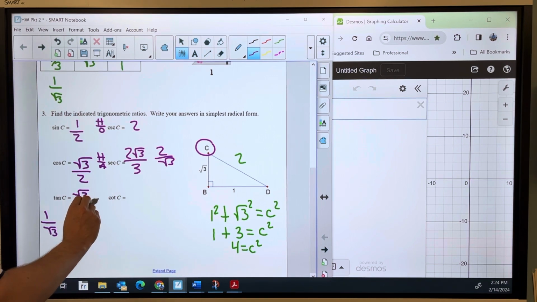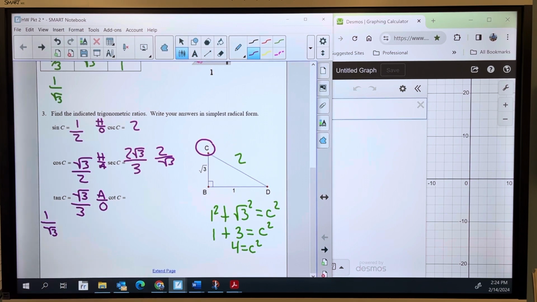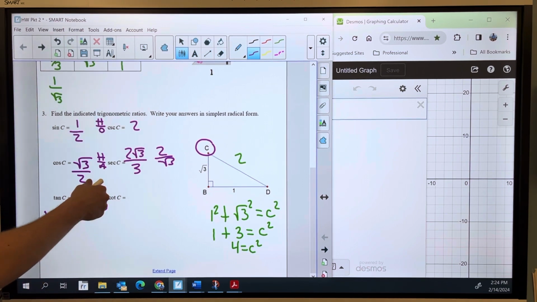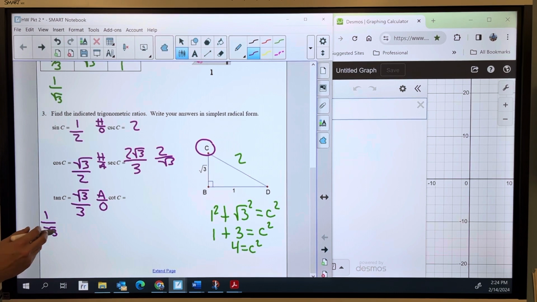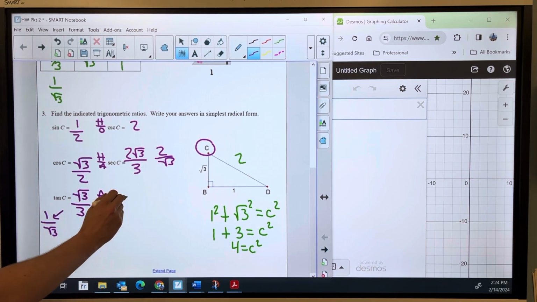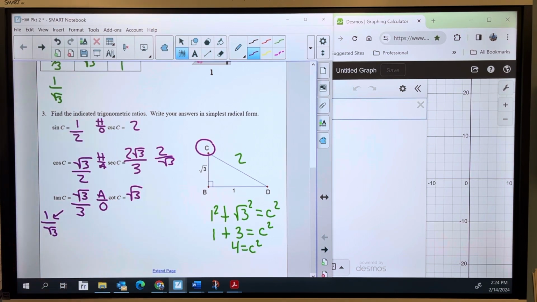And then cotangent is just adjacent over opposite. Almost messed up there. All right, so we're going to take that and turn it upside down. If I go back to the original, it's a little bit easier, and I end up with the square root of 3 over 1, or just square root of 3.